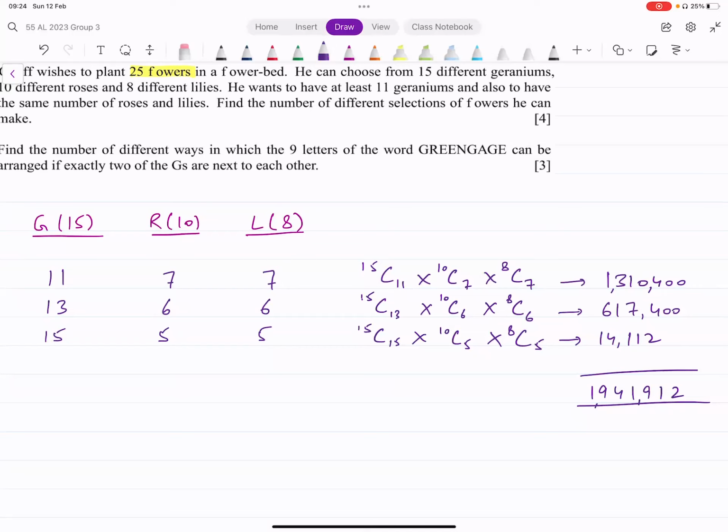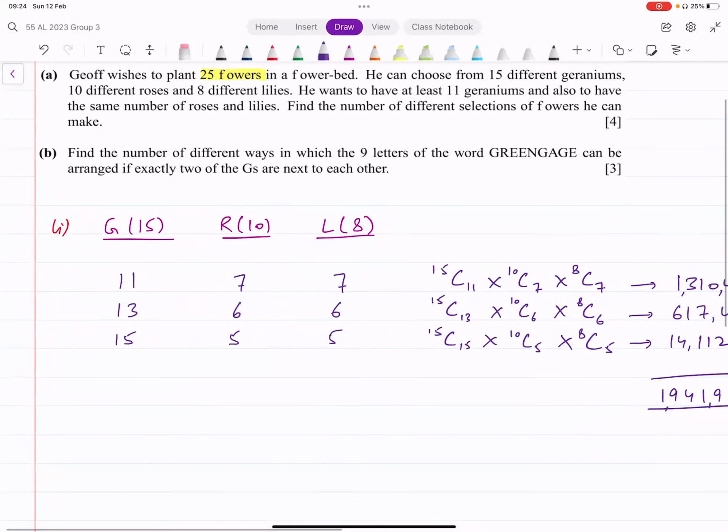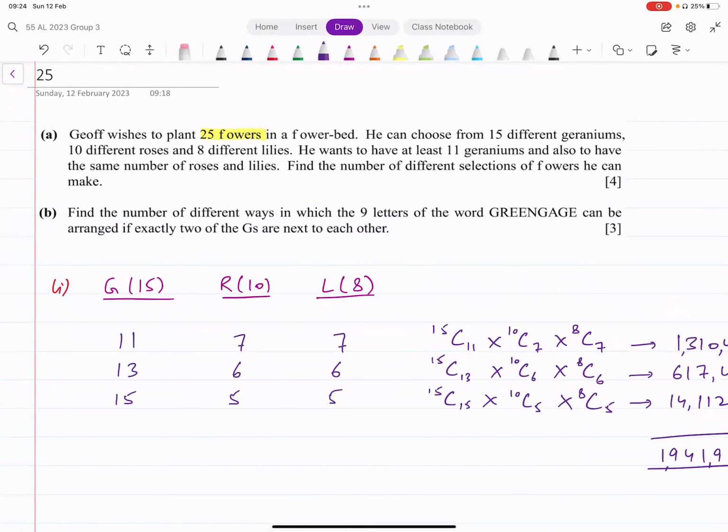Sir, why can't we have this possibility as well? कि हम G के 17 ले लें and then R and L के we can take 4, 4. Because we have total 15 Gs. Oh, okay, the total number is 15. Okay. All right.